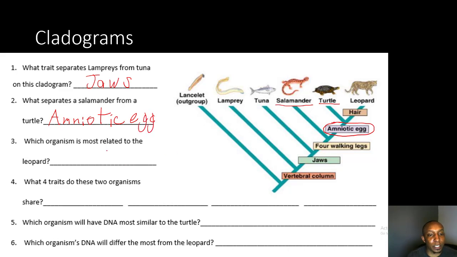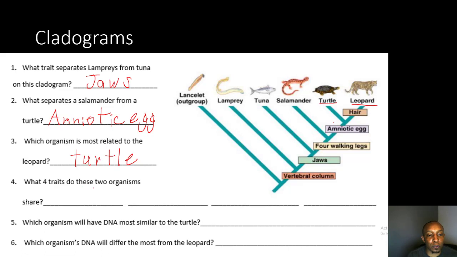And then number 3, which organism is most related to the leopard? So if we take a look, the leopard and the turtle both have vertebral column, jaws, 4 walking legs, amniotic egg. The difference between them is that a leopard has hair and a turtle does not. But they have 4 other traits in common. So the turtle is most related to the leopard in this cladogram.